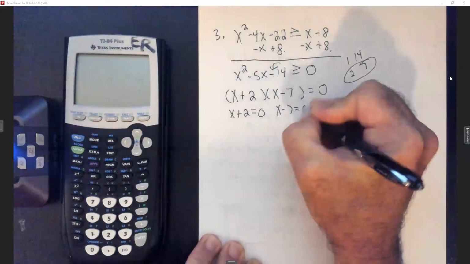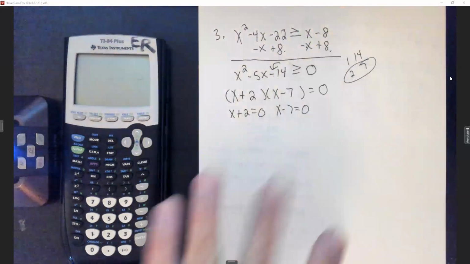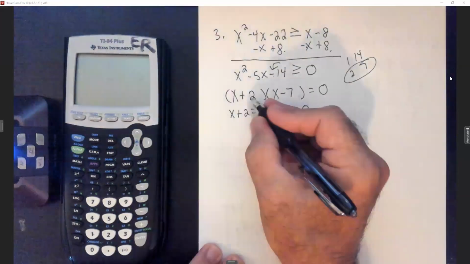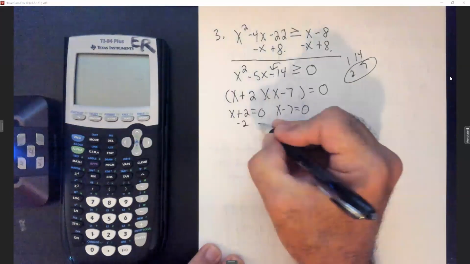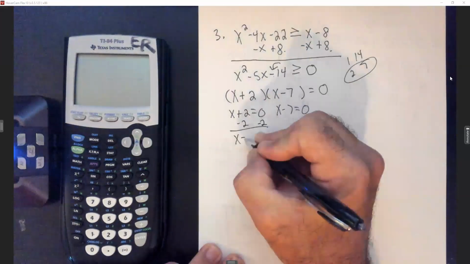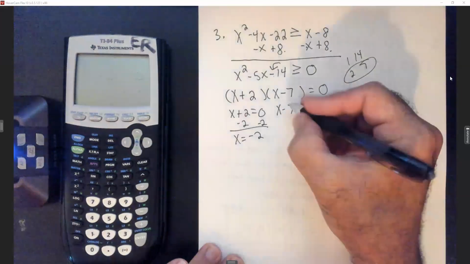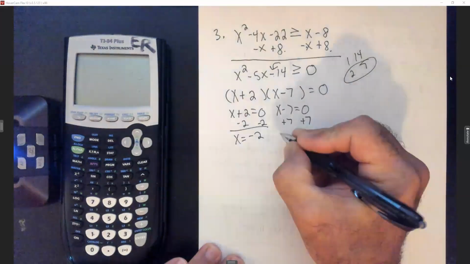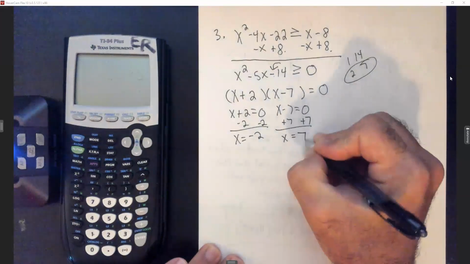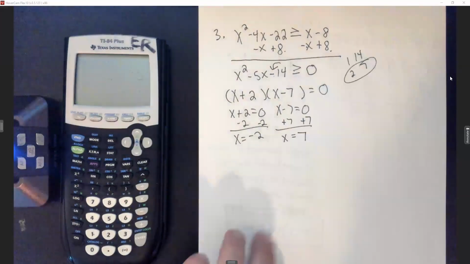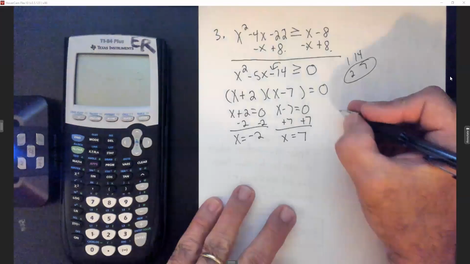If you notice, at this point, all I'm doing is changing my signs, right? This 2 is positive, so I would subtract 2, and I would get a negative 2 for that one. This one is negative 7, so I would add 7 and get x is a positive 7. So I got my two numbers, so let me make up my number line.